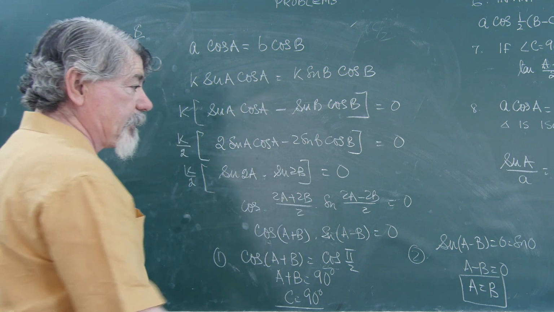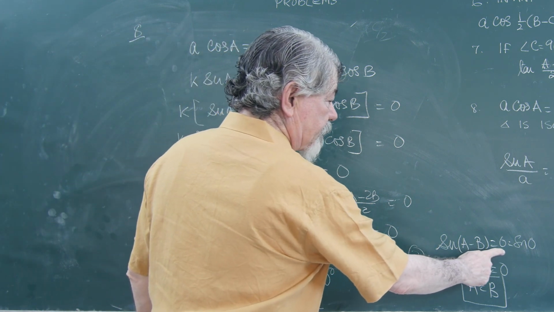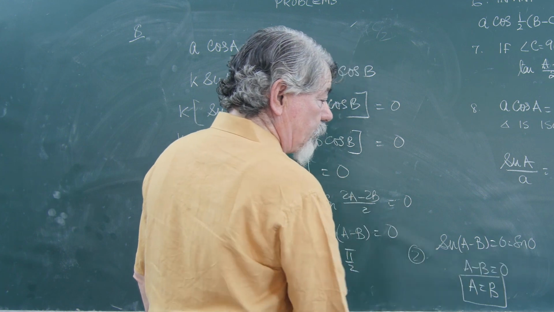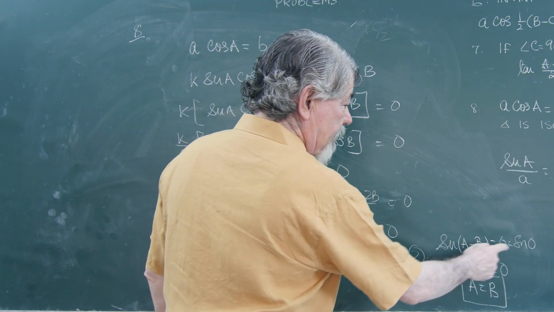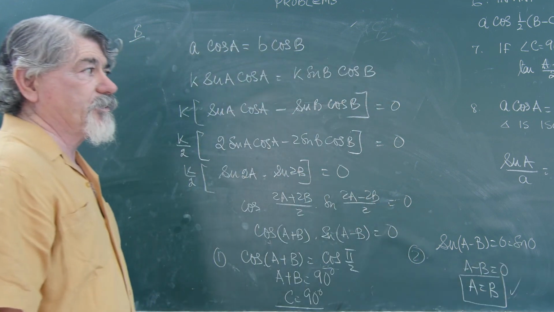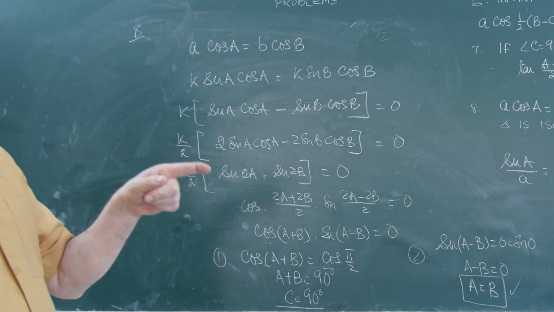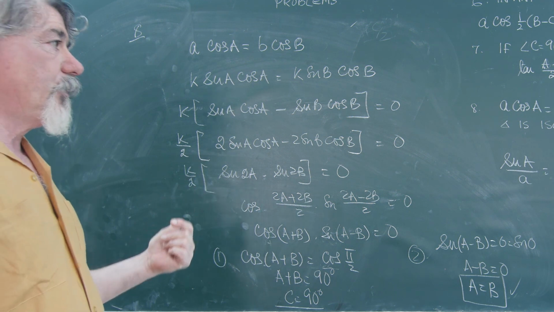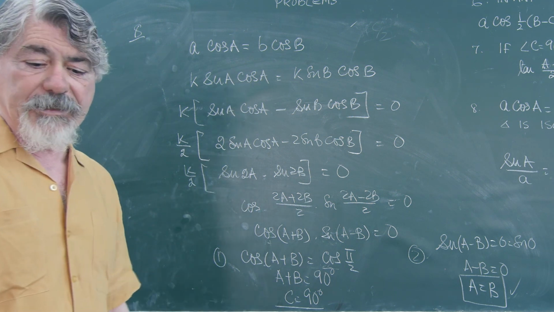In the second case, I have sin(A minus B) is equal to 0. That means it is sin 0. Sin 0 is 0. So A minus B is 0. That means A is equal to B. That means this is an isosceles triangle. So both the conditions, either it will be an isosceles triangle or it will be a right angle triangle, are satisfied.